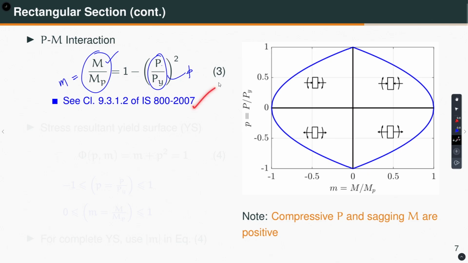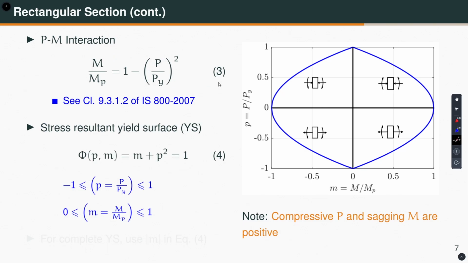And often we need to use the stress resultant yield surface, which you will see when we go to plastic hinge modeling. Okay. So, we define the PM interaction, which is called the stress resultant, because axial force is a stress resultant, bending moment is also a stress resultant. So, this equation we can rewrite, because I said this is little m and this is little p. So, I can say m plus p square is equal to 1. So, this function is denoted by capital phi as a function of p and m, and this is called the stress resultant yield surface. Okay. So, if you plot this equation, you get that.